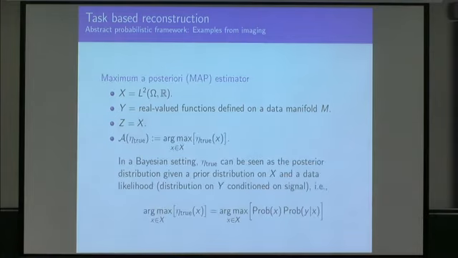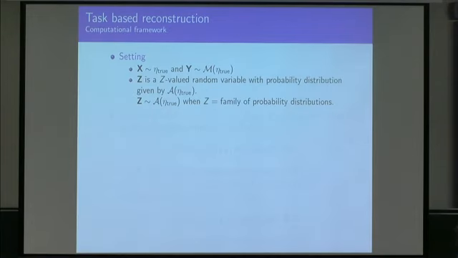And of course, you would ask your favorite MAP estimator, for those of you who are using it, right? So in this case, this operator A takes a probability distribution and gives the most likely candidate, maximizing it. And in a Bayesian setting, this essentially boils down to the MAP estimator. So you can see that this is a fairly flexible way of formulating, in a coherent framework, a quite wide range of task-based or even non-task-based reconstruction problems. So this was the theoretical framing.